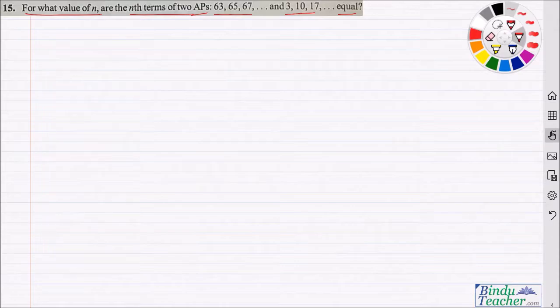First, it is being said that there are two arithmetic progressions, which are 63, 65, 67 and 3, 10, 17. If they say it is an arithmetic progression, it means the terms have a common difference d, which is already established. Now, for what value of n, meaning we have to find the nth term in both these arithmetic progressions where the values will match.